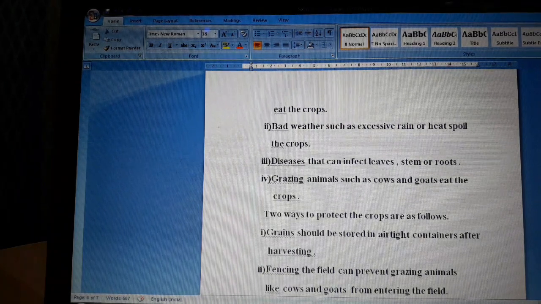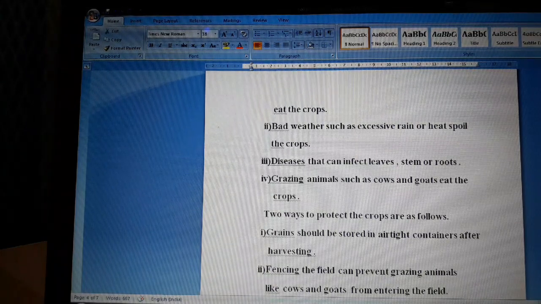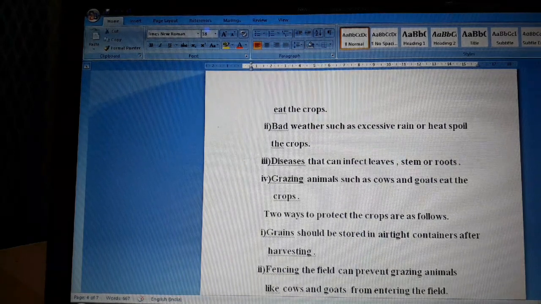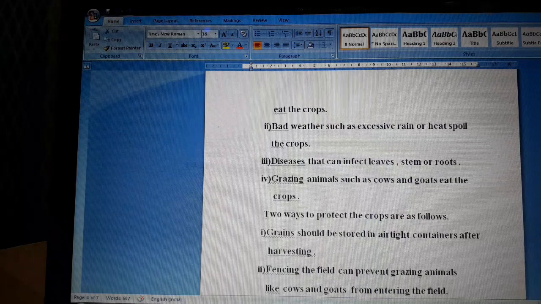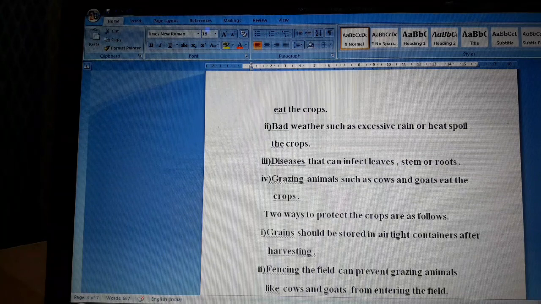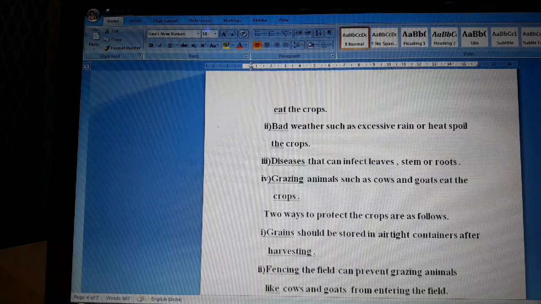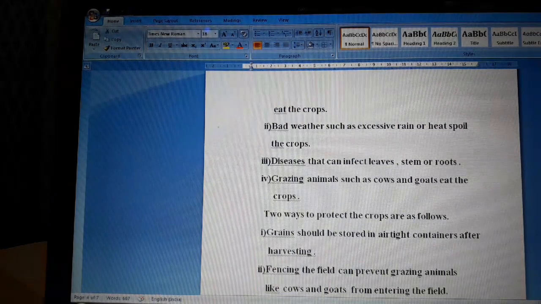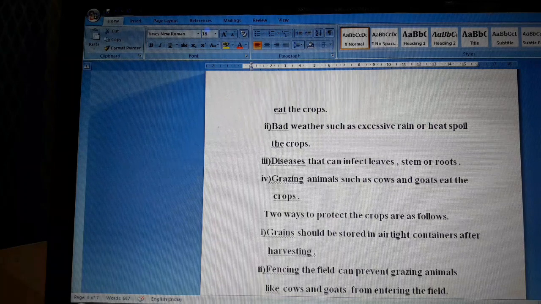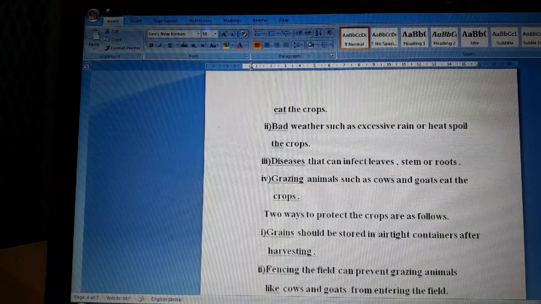Now the two ways to protect the crops are: grain should be stored in airtight containers after harvesting, and fencing the field can prevent grazing animals like cows and goats from entering the fields. First, the grains should be stored in airtight containers, in granaries. I told you what a granary is, where grains are stored. If they are not stored in airtight containers, moisture spoils the crop, and pests and insects also eat the crops if they are kept open. So it should be stored in airtight containers.